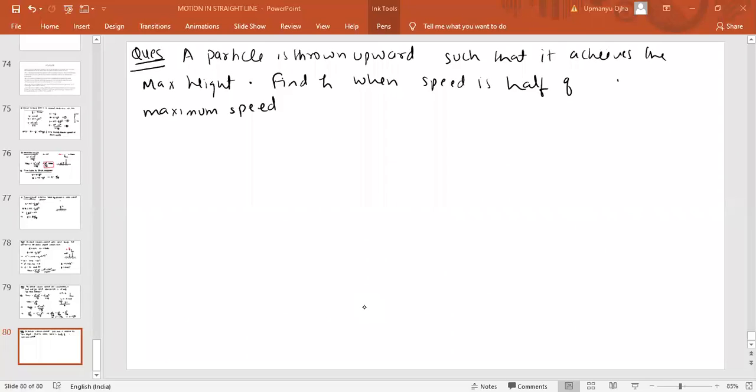Okay. A particle is thrown upward such that it achieves the maximum height. Find h, meaning find the height when the speed is half of the maximum speed. U square by 4g.